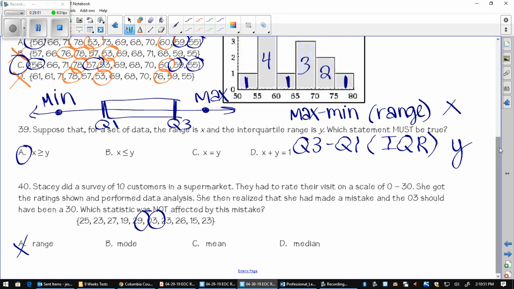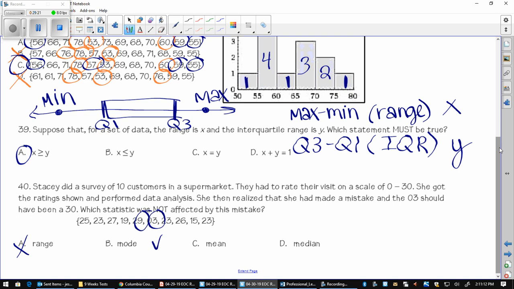Mode is whichever one occurs the most often. So let's see. It looks like that would be 23. 23 shows up 3 times. It doesn't matter what the other numbers are. It's just there's 3 23s. So it doesn't matter if that was a 3 or a 30, it wouldn't change the mode. So right now it looks like mode is our best option.